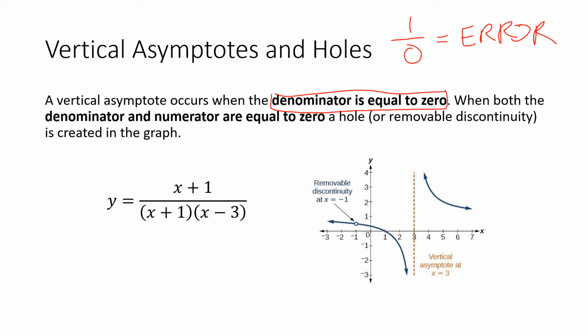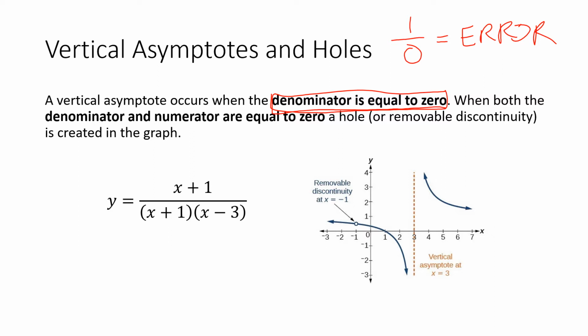If you try to divide by 0, you're going to end up with a vertical asymptote. Now, there is one caveat to that. If the factor cancels out, instead of a vertical asymptote, you're going to be left with a hole instead.